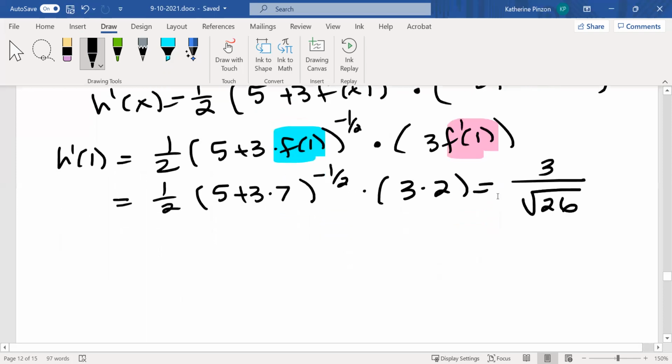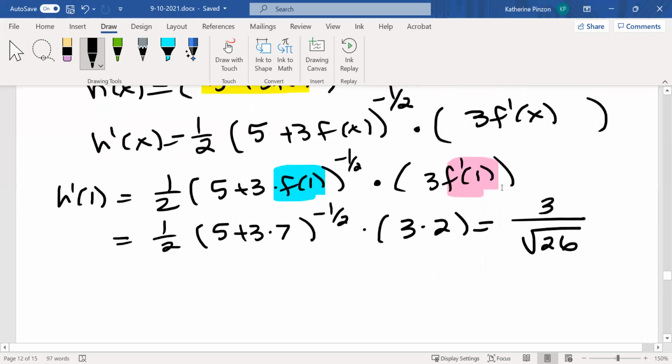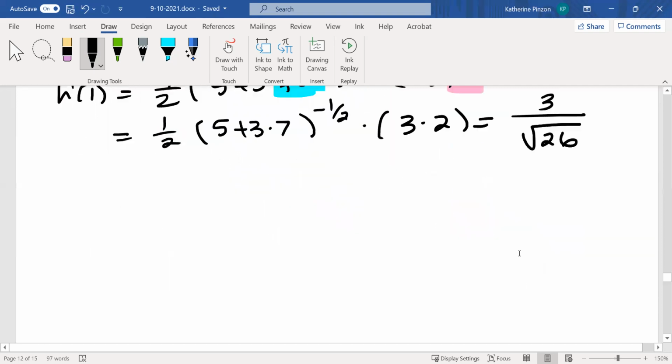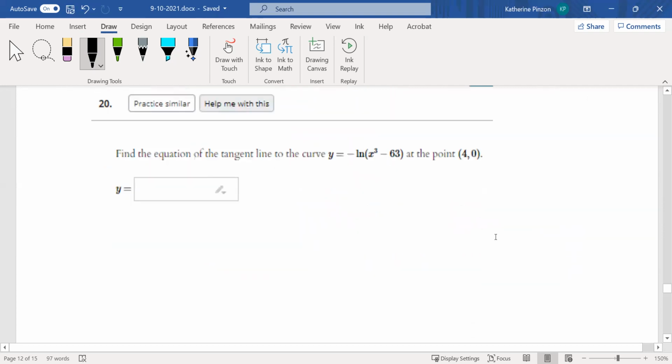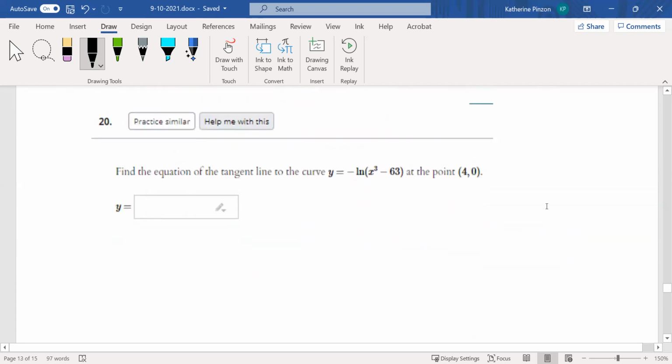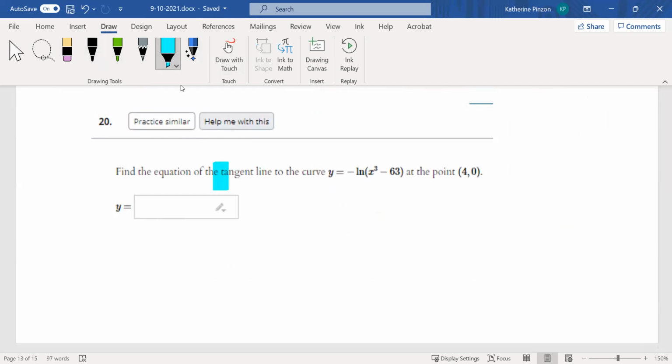Okay, I think I got one more. People are writing still. Let me let you write. Find the equation of the tangent line to this curve at the point 4, 0.